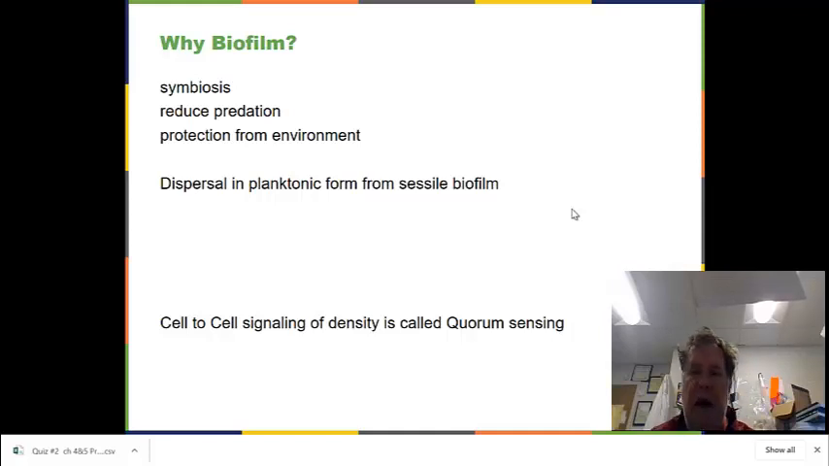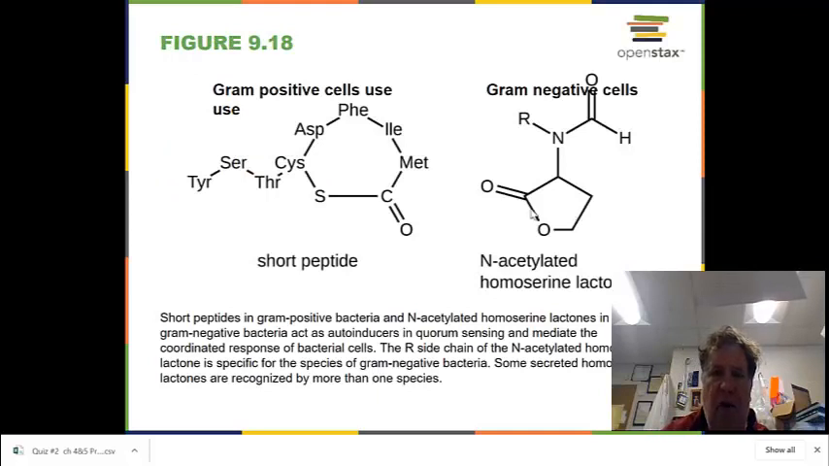Cell-to-cell signaling is important in what we call quorum sensing. And so, again, what's going on with quorum sensing, I'm showing you here gram-negative. Basically, each cell produces a certain chemical. In the gram-positive cells, it's a short, weird-looking peptide. In the gram-negatives, it's N-acylated homoserine lactone. And so what we see is the bacteria produce this at a certain rate.